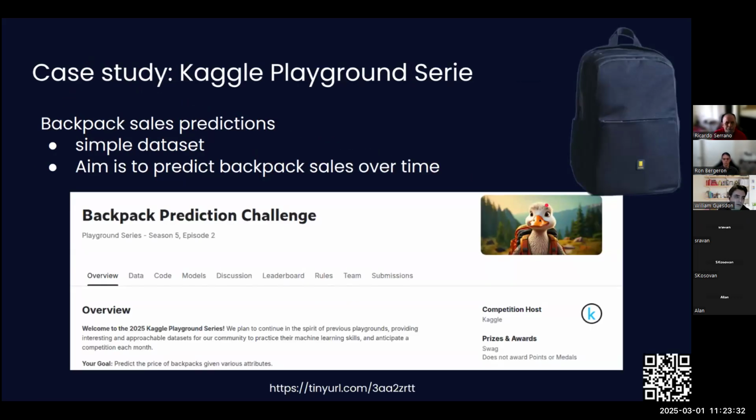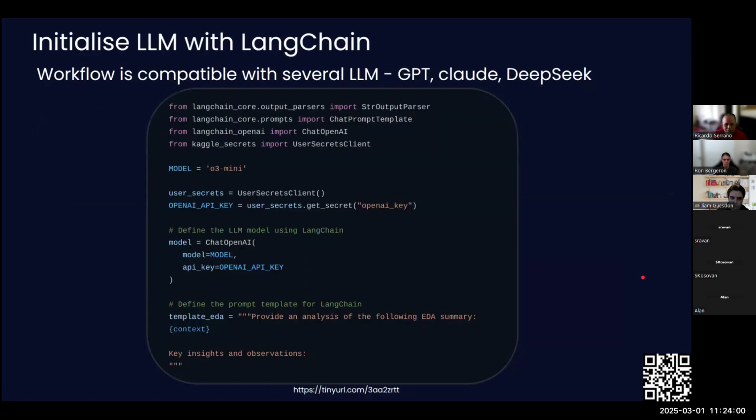So the case study I'm presenting today is a sample Kaggle Playground series competition, which was this month about backpack sales prediction. It was a small dataset where your aim in this competition was to predict the sales of backpacks based on the time of year and also based on the characteristics of the backpack, color, material, things like that. So the way I use LLMs to create this report is I use LangChain.